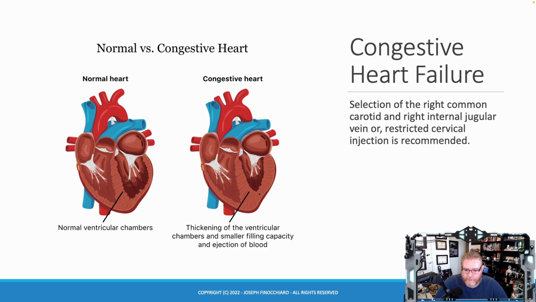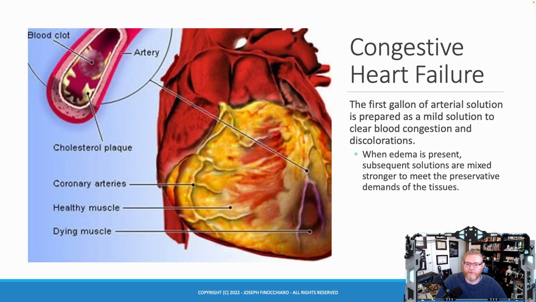Selection of the right common carotid and right internal jugular vein or restricted cervical injection is recommended for congestive heart failure. If you need to go that route, multi-point injection should also be practiced. The first gallon of arterial solution is prepared as a mild solution to clear blood congestion and discolorations. When edema is present, subsequent solutions are mixed stronger to meet the preservative demands of the tissue.